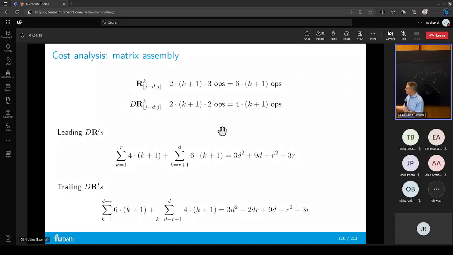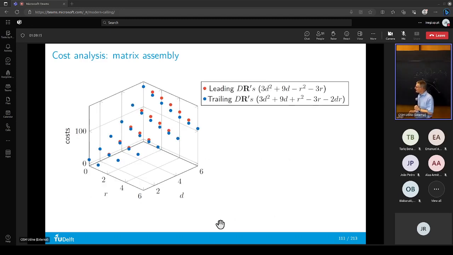Now, the question is, what does it cost to evaluate the r or its derivative? Well, there's a very small difference because we don't have to calculate this xi minus something. We just put it to 1. So that makes the difference between 4 and 6. Again, if we do all the math, if we put the d's in the first r's, we get something that is quadratic. If we do it in the trailing ones, we get something which is also quadratic. So it seems like not too much, not really an order of magnitude that we win.